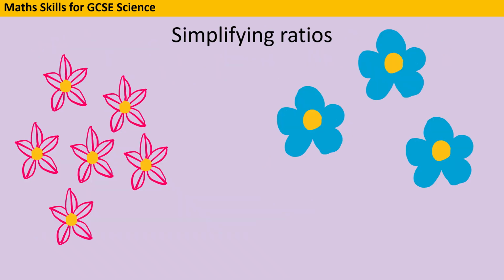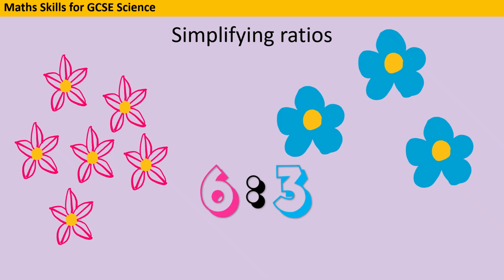In science, we're often dealing with very large populations, and sometimes it's just not useful to know that there are 600 of one organism compared to 300 of another. What we want to know is how many are there compared to each other. And so we're often asked to give the simplest whole number ratio. Just like simplifying a fraction, this means dividing both parts by the same factor until we can't do this anymore.